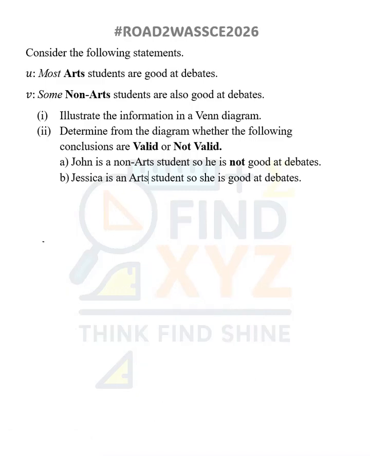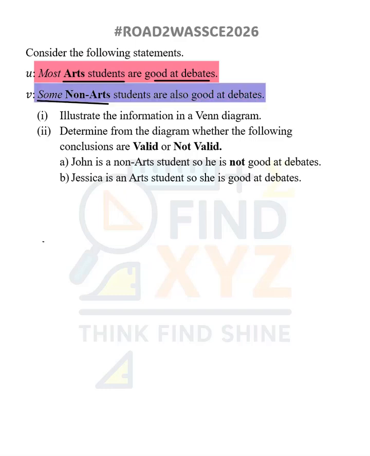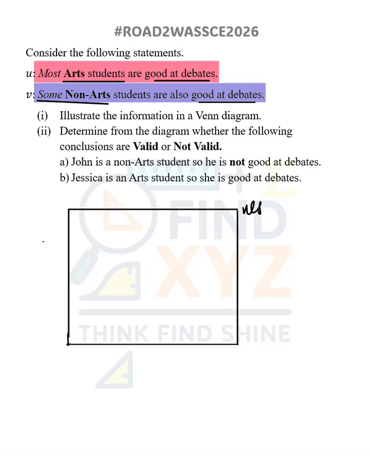Now, since we are considering two statements, it means that we have two rules. What is the first rule? The first rule is most art students are good at debate. And the second rule is some non-art students are also good at debate. So we have a group of students. Since we are asked to illustrate the information in a Venn diagram, I'd want to represent the whole group of students in a rectangle. So the number of students in here are all the students that we are talking about.